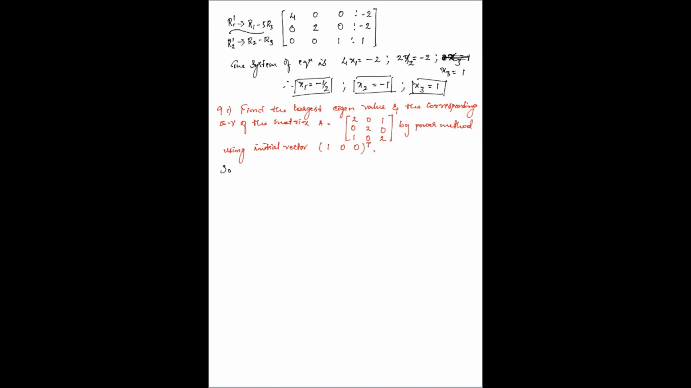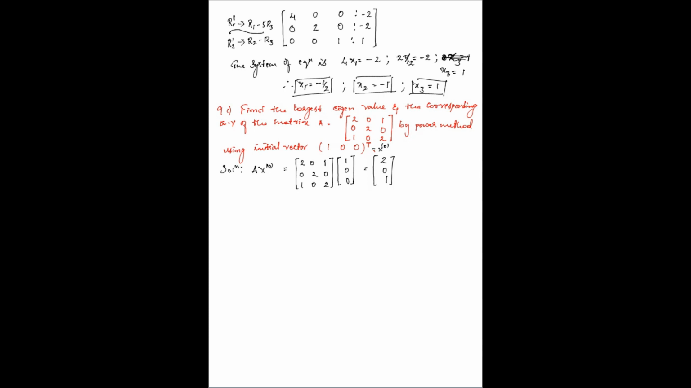So go with the solution. Consider the given matrix A and multiply this initial vector with that matrix. I am going to find an iterative method called AX0, just doing matrix multiplication. The matrix 2 0 1, 0 2 0, 1 0 2 is multiplied with the column matrix 1 0 0. Make use of a calculator. You will get 2 0 1.